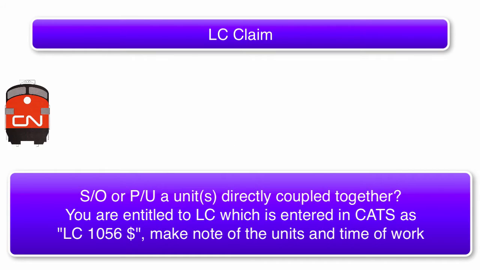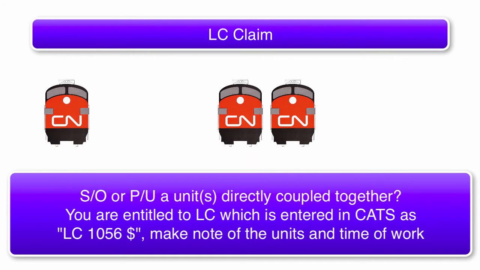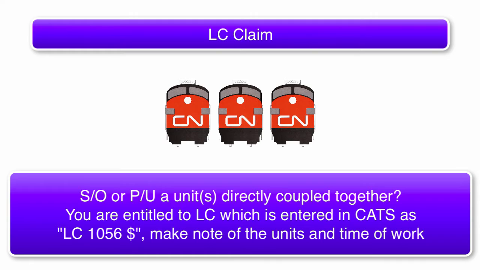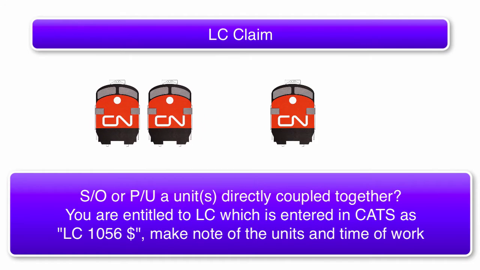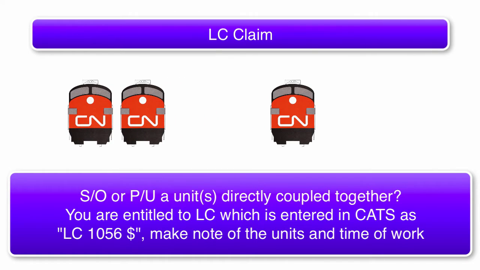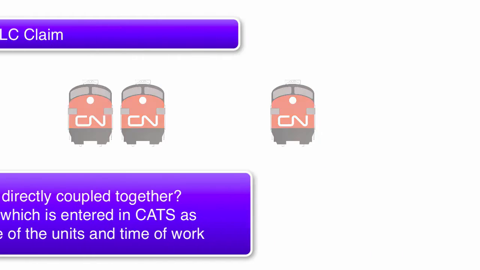Now, if you have 3 units in your consist again and you're asked to disconnect or move the trailing 2 units, so you move the 2 of them over in one shot, well, that's also payable as an LC 1056. You get 1 claim code even though you're moving the 2 units over.